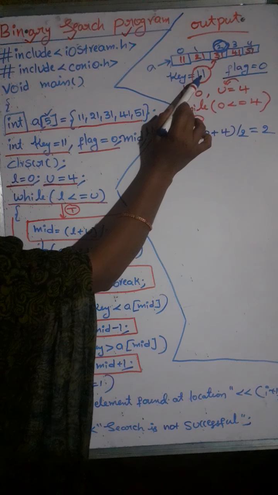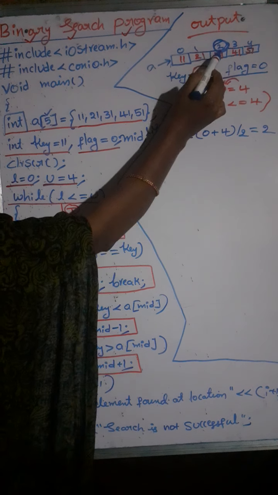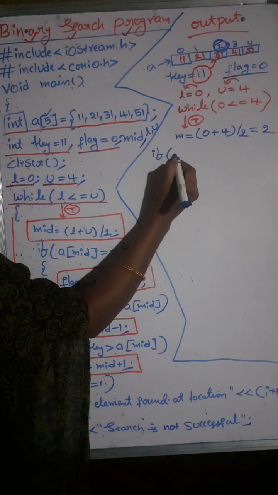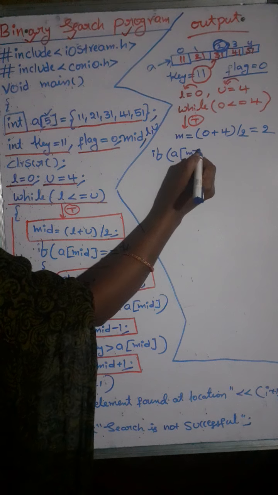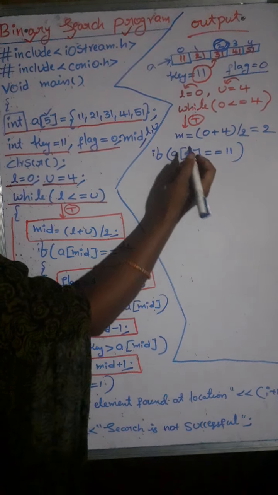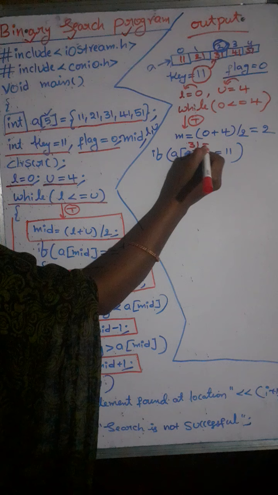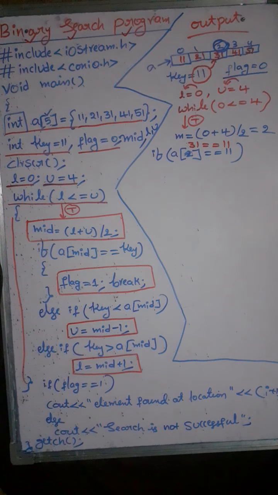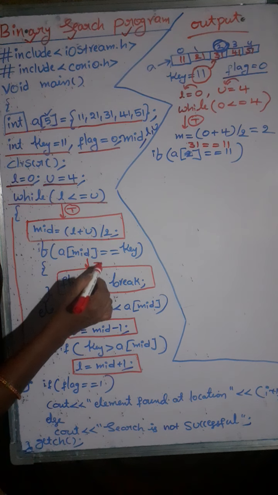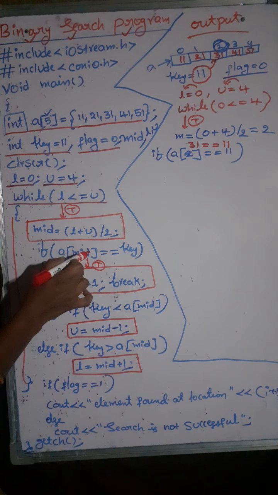Now I need to check whether this element is equal to the required element or not. What is the required element? 11. We need to check if a[mid], that means a[2], is equal to 11. a[2] is 31. Is 31 equal to 11? No. So this condition is false, and if this condition is false, then this statement will not be executed.